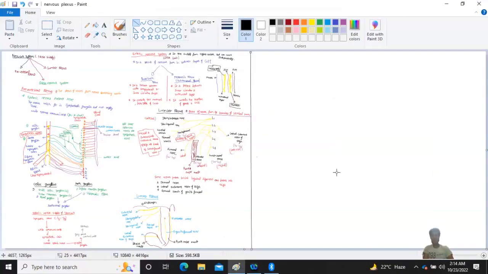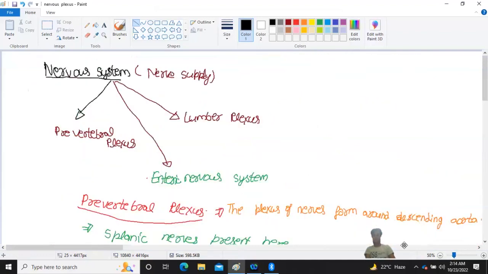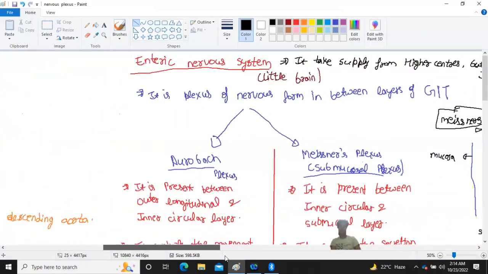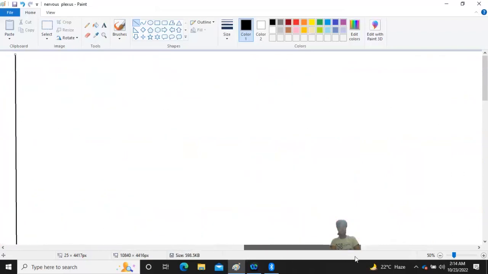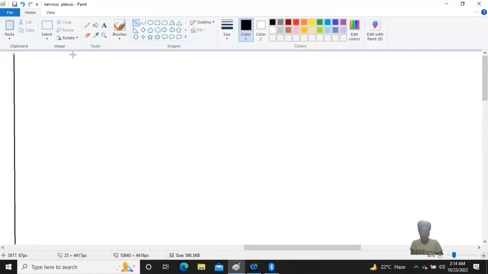So last time we covered the enteric nervous system of the stomach, abdomen. Now we cover the kidney, the last organ of the abdomen. We have covered pancreas, spleen, stomach, liver, intestine, all. So here we start the kidney, basically the renal system, the urinary system.